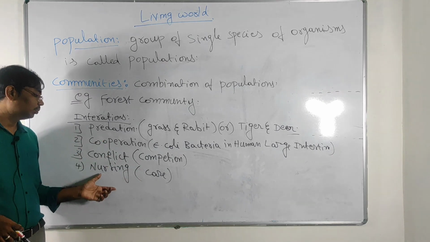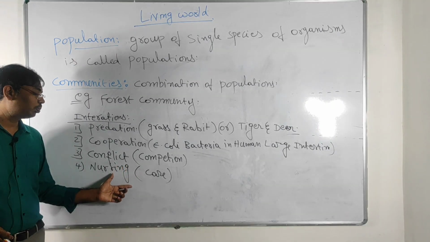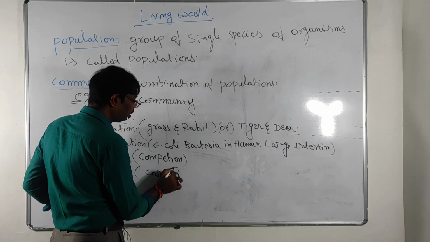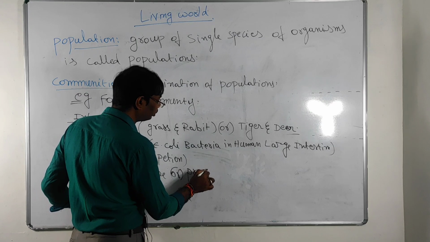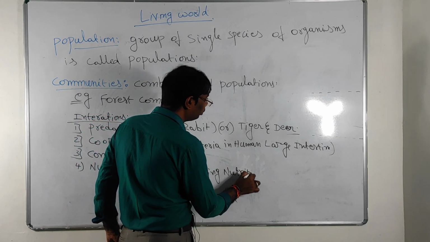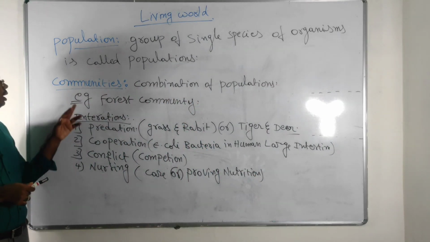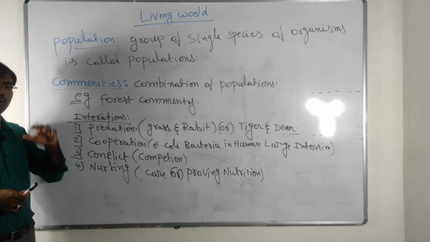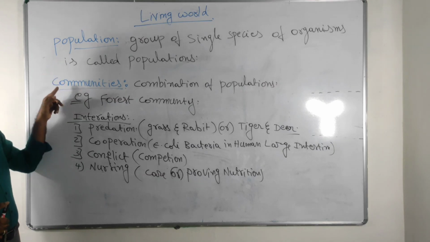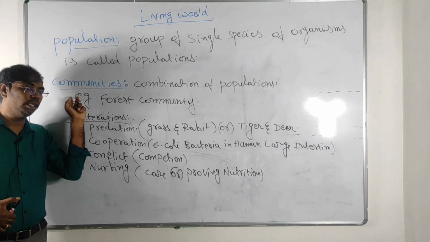So nursing means caring for another organism, and it also provides nutrition to the other organism. Care or provide nutrition to the other organism, that is called nursing. So these are the different kinds of interactions present either in populations or in communities. Remember the definitions of populations and the definitions of communities. These two definitions are very important from the NEET point of view.